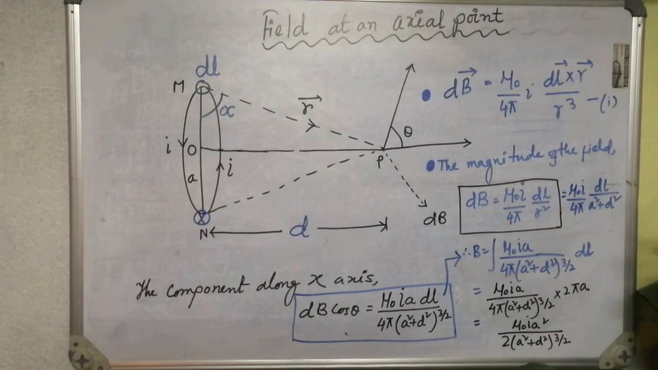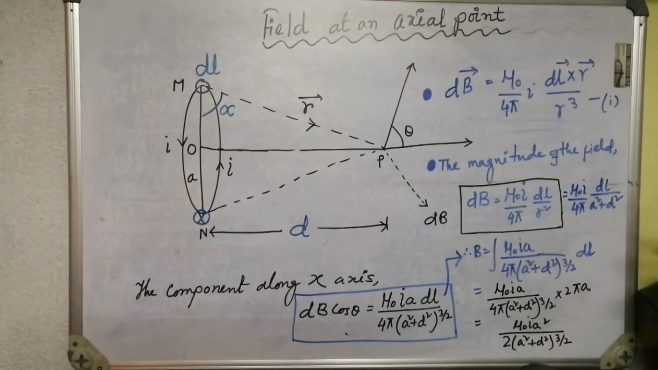Consider a current element I dl of the wire at M. The vector joining the element to the point P is r equal to MP. r is a vector quantity. The magnetic field at P due to this current element is dB is equal to mu naught by 4 pi into I dl cross r divided by r cube.